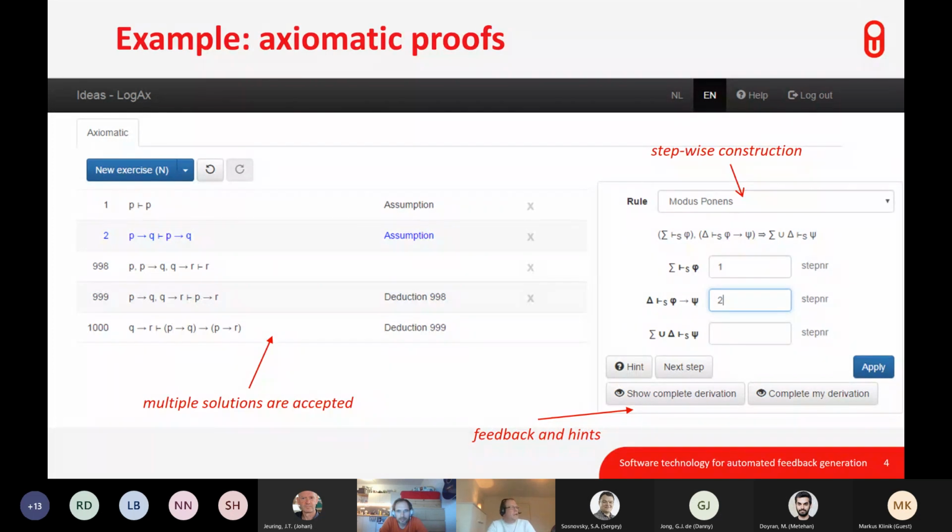And on the left-hand side, you see that there's a proof being constructed in a stepwise fashion. In this case, there are multiple solutions that are correct, multiple ways that you can construct such an axiomatic proof. And of course, at every point in time, you can ask for these feedback and hints.